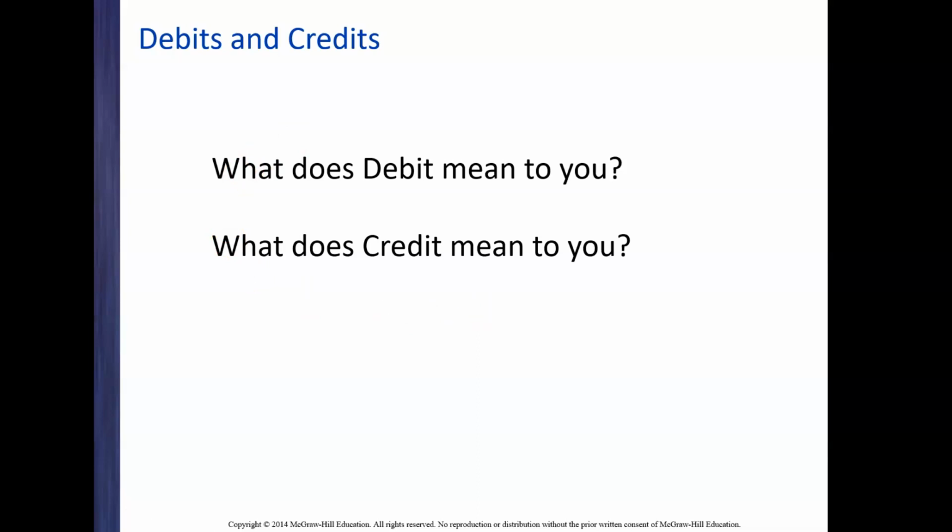Forget everything you know about debit and credit. In accounting, debit means the left side of the T account, and credit means the right side of the T account. And we'll talk about T accounts in a minute. So debit means left, credit means right. That's all it means. It does not mean increase or decrease. It means left and right. So try to wipe that preconceived notion of debits and credits out of your head and start over.